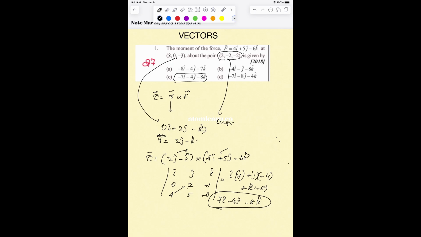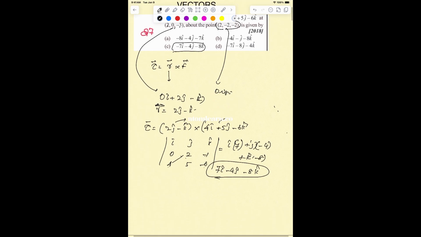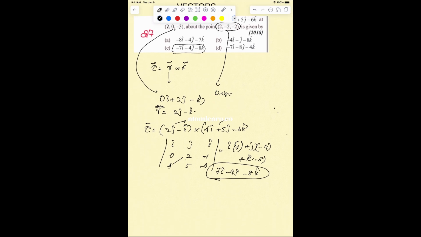So, minus 7 is wrong. Actually, it should be plus 7. Okay, there is a mistake in the options. You can do it, right? So now this is the way it is to be done. Now let's take up the next problem.